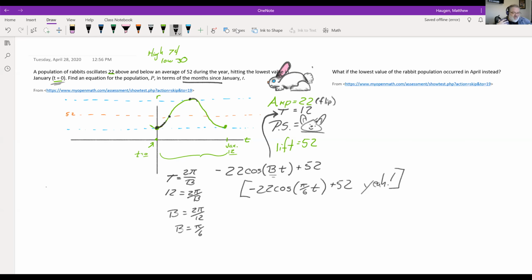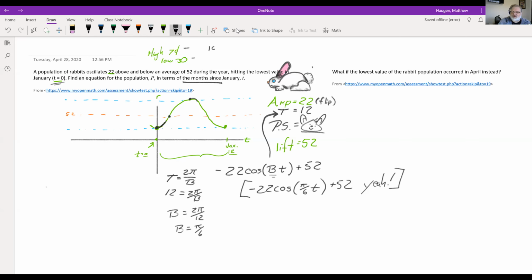So particularly without a phase shift, it's quite a bit nicer. The amplitude goes in there directly. They were even nice enough to tell us the amplitude, and the equilibrium of the value, the lift. Even if they gave us the high-low, okay, we could find the average of them.